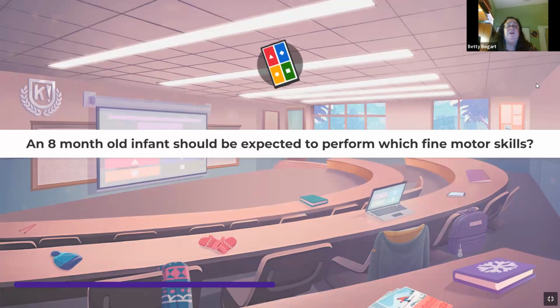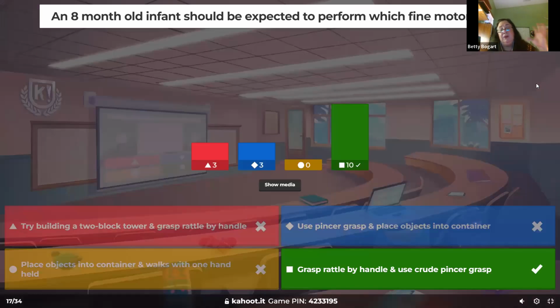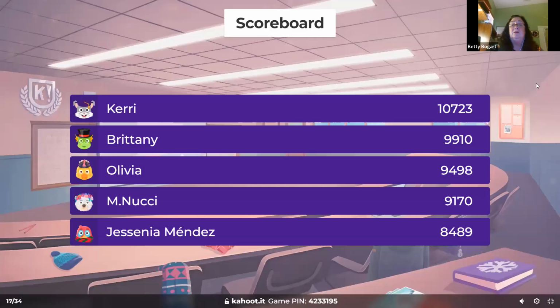An 8-month-old infant should be expected to perform which fine motor skills? Now, according to just what I just said, where do you think that would be? They should be able to voluntarily grasp a rattle, and they should be able to do that crude pincer grasp. Very good. And then after that, it's into the container at 11 months, and then a block of 2 by a year.